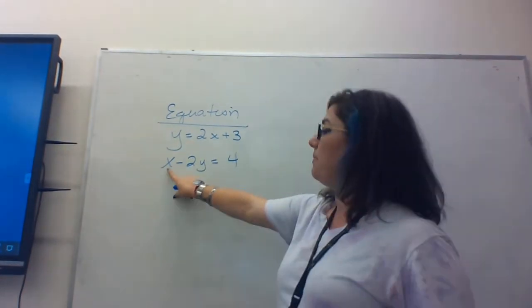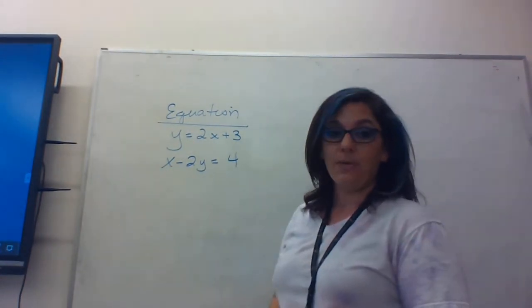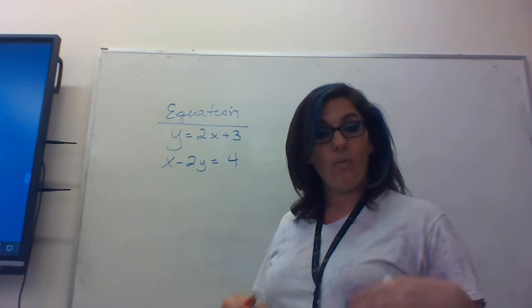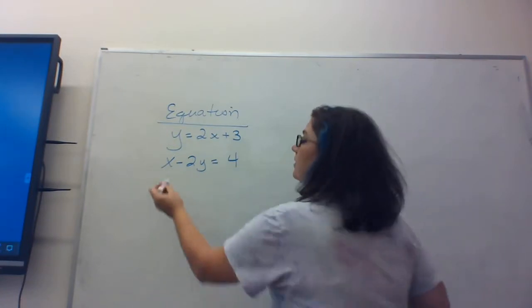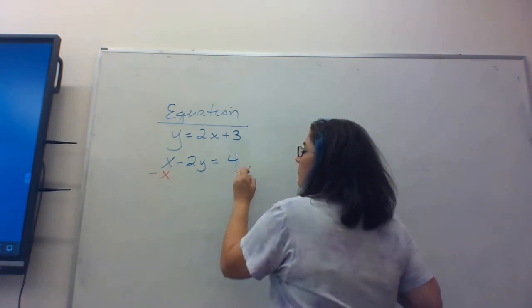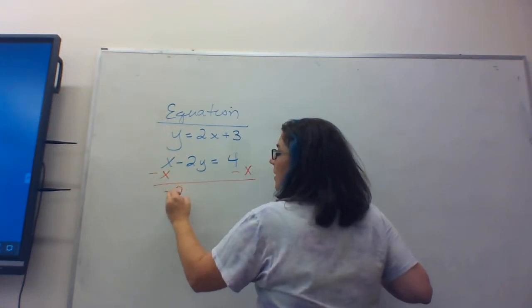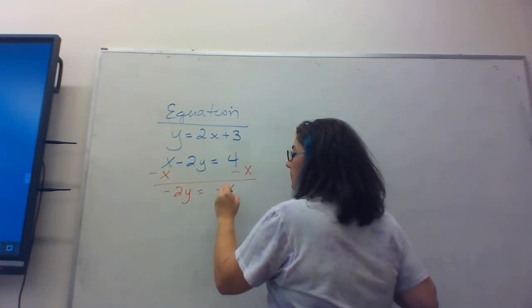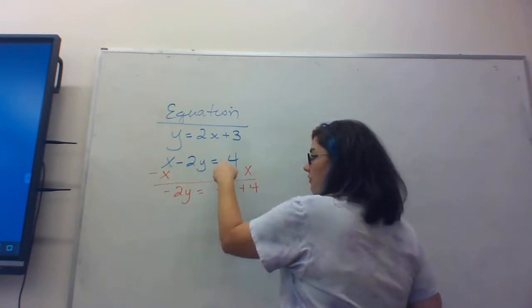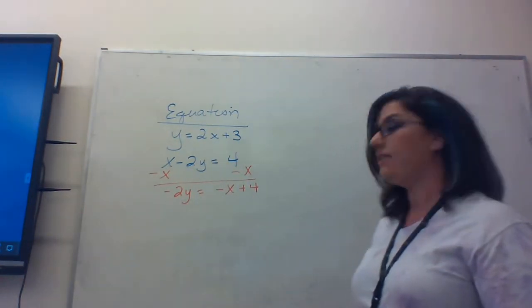And I'm going to start by moving this x out of the way because my job is to isolate the y, meaning to get it all by itself. So I'm going to move the x. And of course, what you do to one side, you have to do to the other. That 4 is positive, so I'm going to show that it's positive.